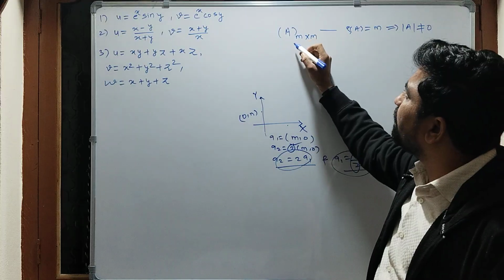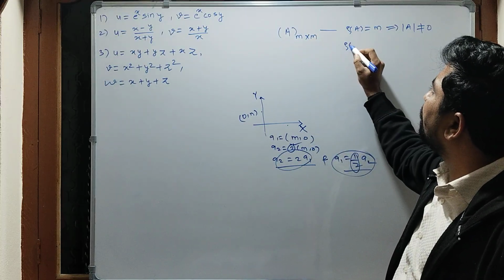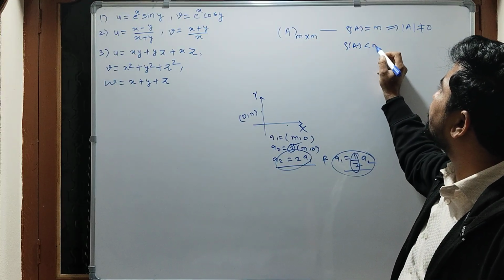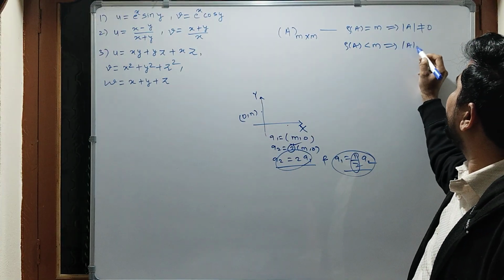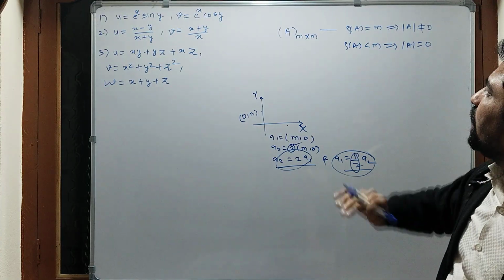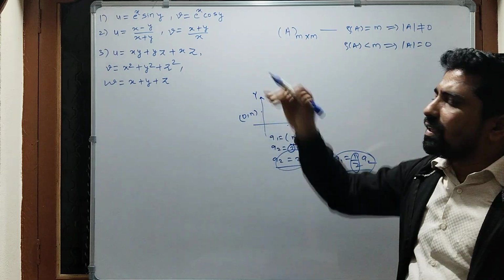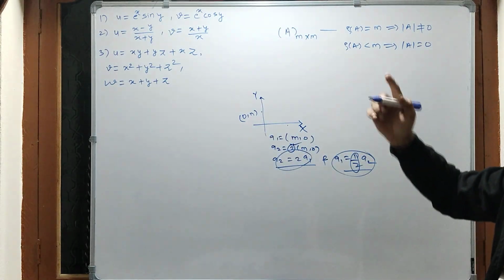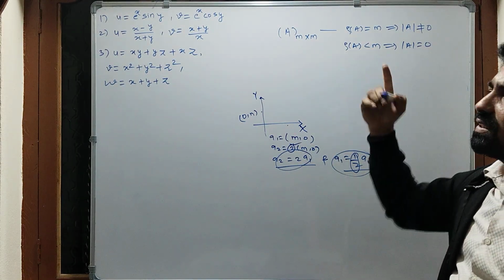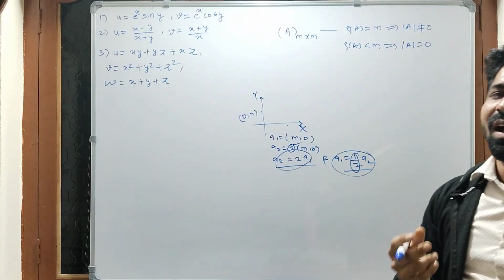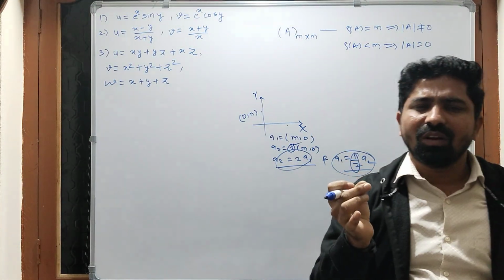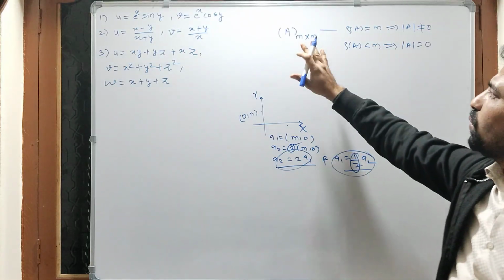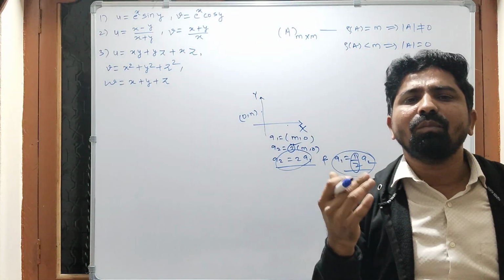So if A is a matrix of order m cross m and the rank of A is strictly less than m, at that time you can say the determinant of A equals 0. So A is the m cross m matrix and the rank of your matrix is strictly less than m. This means that at least two rows in your matrix are multiples of each other.